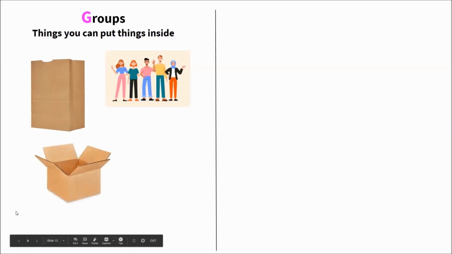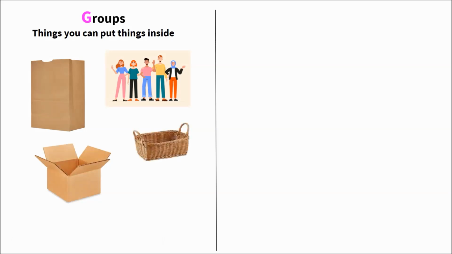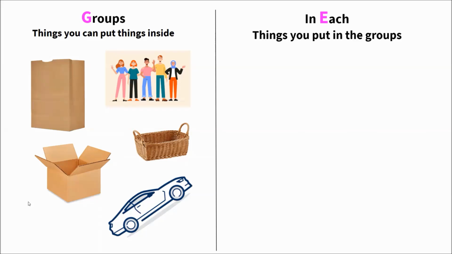A box can be a group because I could put things inside the box. Baskets can be groups. Even a car because I could put people in the car. So whenever you're looking for groups, think about something I could put something inside of. Now, what can you put in bags and boxes and bins and cars and on people? You give them the in each.